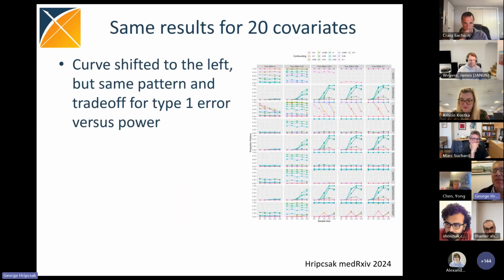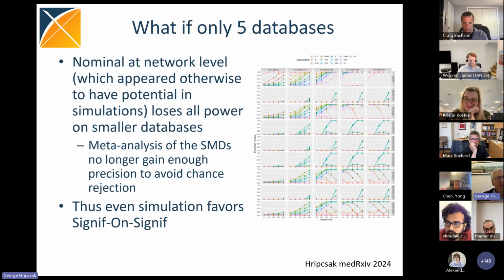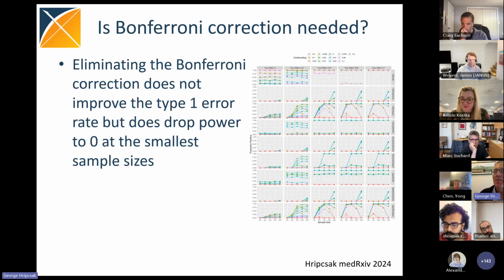If I drop it from thousands of covariates to the 20 covariates that other people do, I get the same results. If the confounding is heterogeneous between databases, I get the same results. If I have only 5 databases instead of 20 databases, that's where only one rule wins in the end, and that's doing statistically significant imbalance at the network level and statistically significant balance at the database level. So it's a 2-step process. You see if your databases pass the test, then you see if your network passes the test.